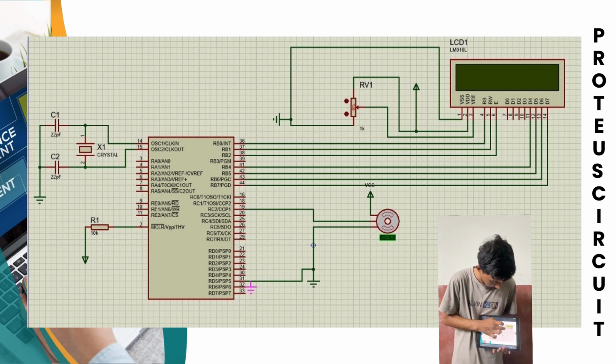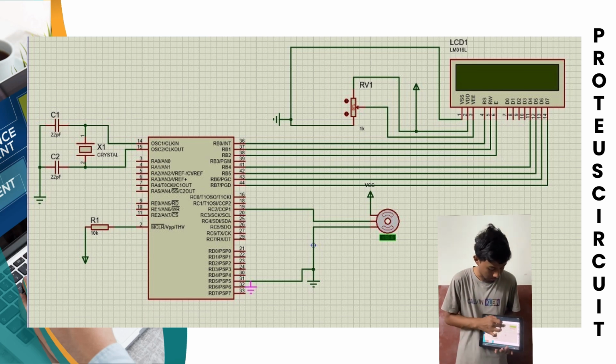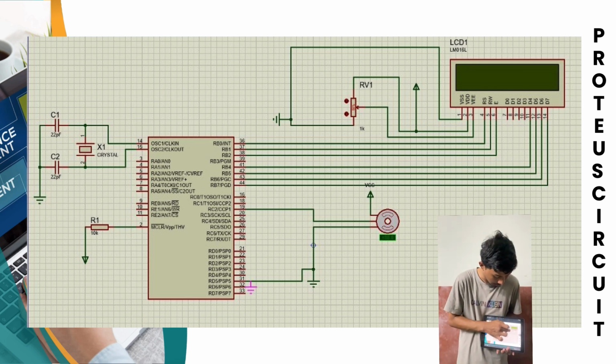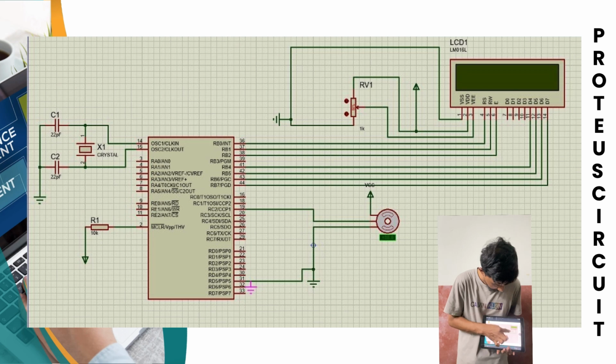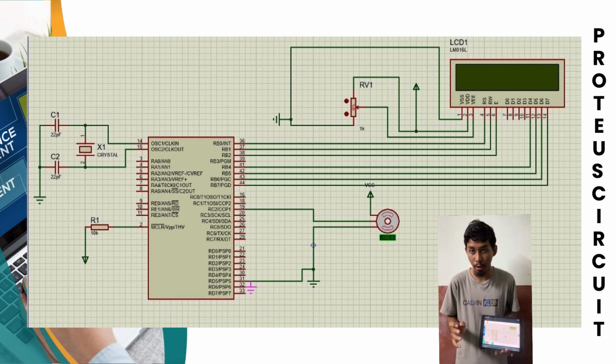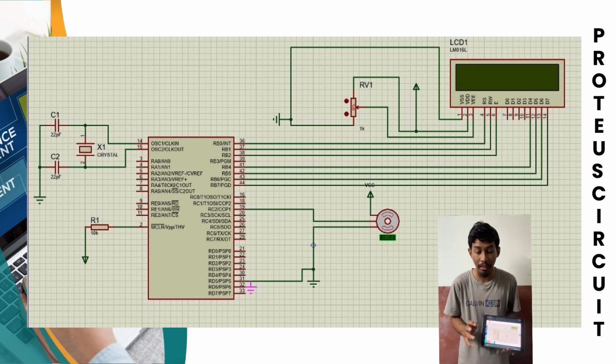For the VSS pin, connect to the potentiometer and then connect to the ground. The VDD pin connects to the other pin of the potentiometer and connects to the power. And last, VEE connects to the middle pin of the potentiometer.